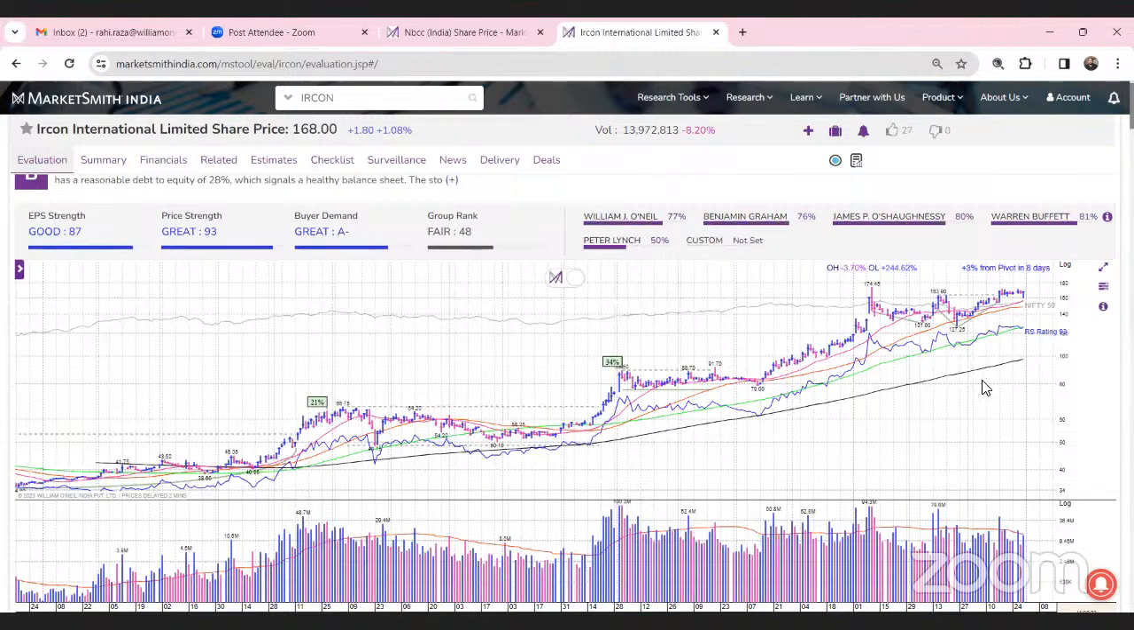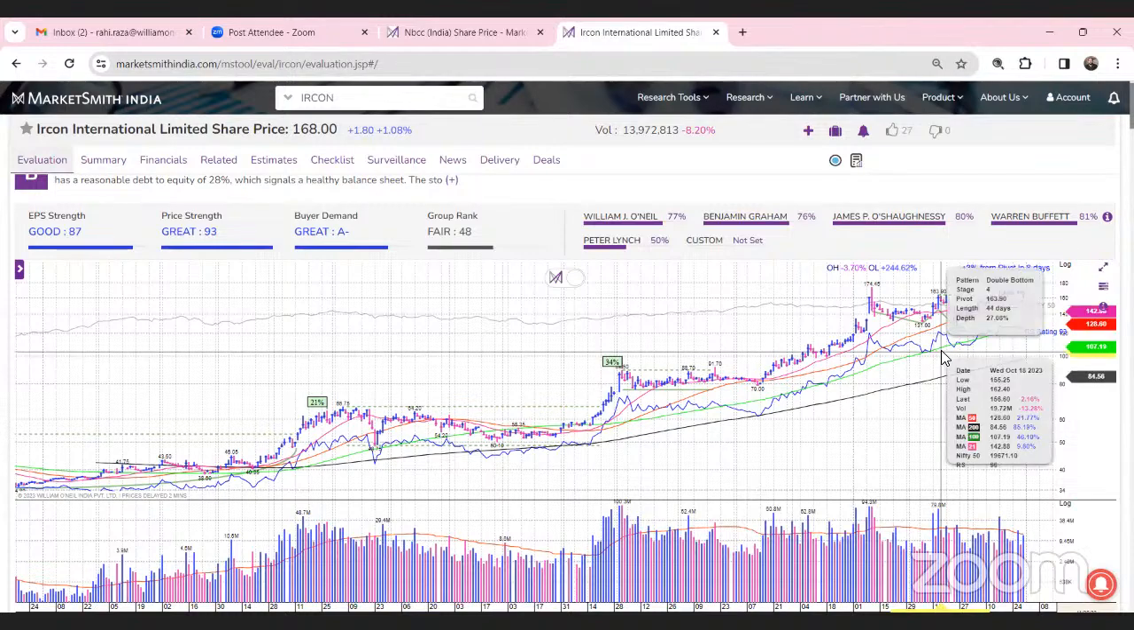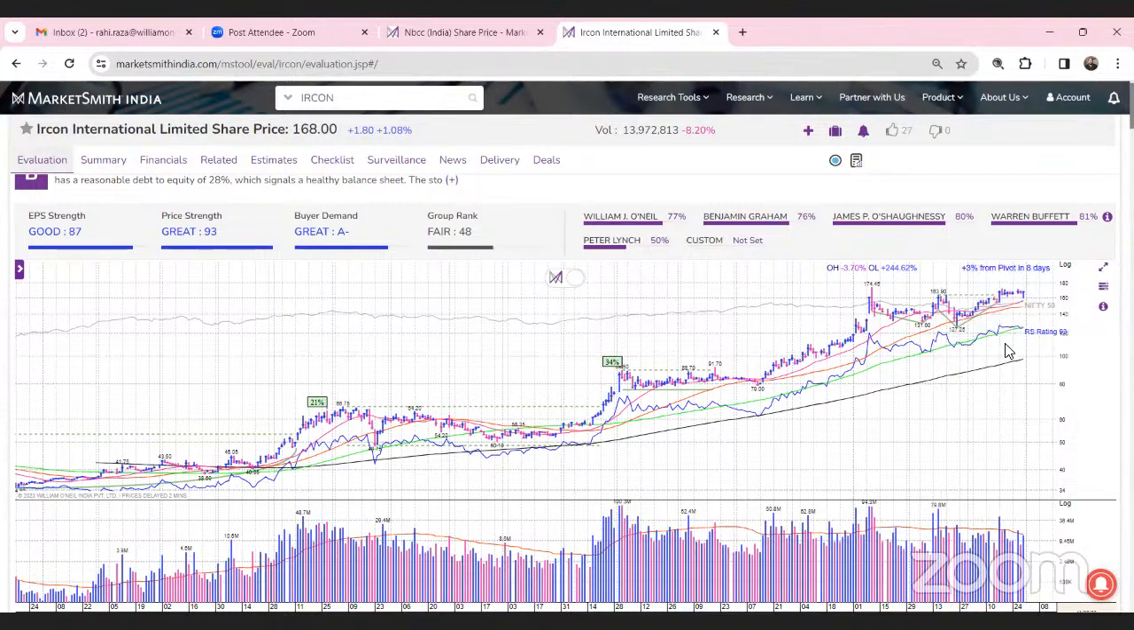So Ircon International has already given the breakout with a double bottom price formation, and it is just 3% from the pivot level. So I think if someone is looking to buy this particular stock, they can buy it. It is still in the buying range, and the stock is looking good. There is no weakness as such.